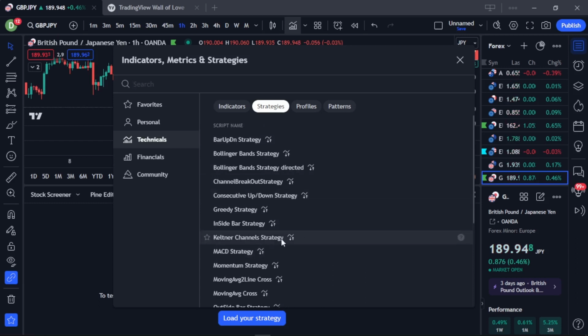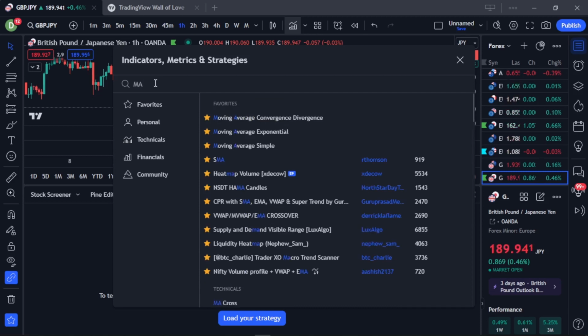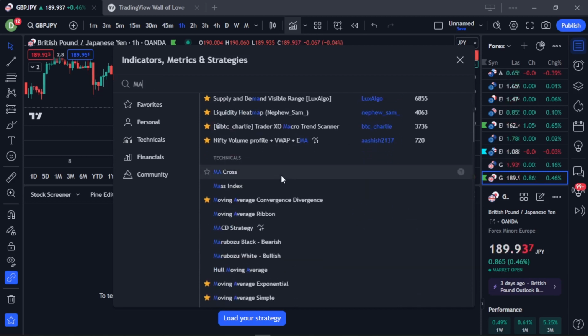Let me say I want to backtest the moving average cross, which is one of them. If it comes to recommending trading strategies for beginners, one of the strategies I will actually trust and recommend to beginners is known as the moving average cross. So once you type MA over here, you are going to see it here, moving average cross. This is the default moving average cross. Note, not exponential moving average cross, but the normal moving average cross.